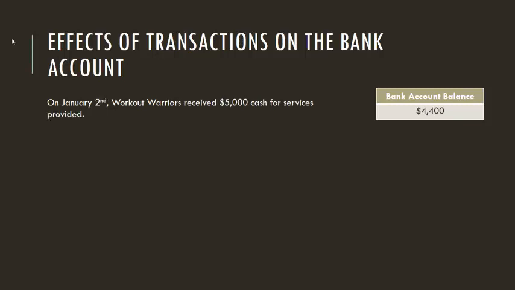On January 2nd, Workout Warriors is going to receive $5,000 cash for services provided. So they apparently did a ton of training and were paid cash at the time that they performed these services. Well, they had $4,400 in their bank account at this point, but since they were paid in cash, that money was transferred into their bank account, increasing its overall balance up to $9,400.